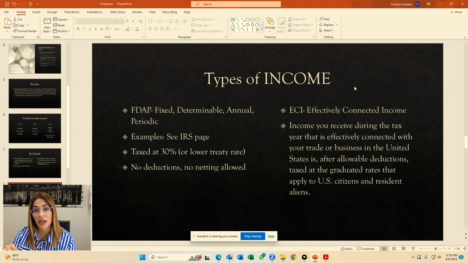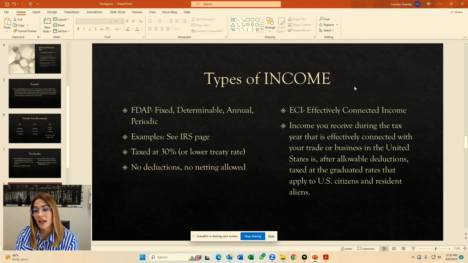These types of income are taxed at a flat 30%, or if there's a treaty with your country, it's going to be taxed at the treaty rate, okay? When you have this type of income, the kicker here is that you're taxed at 30% and you cannot write off deductions against this type of income, all right? So no netting allowed. That's not necessarily good news, and that is a high tax rate.